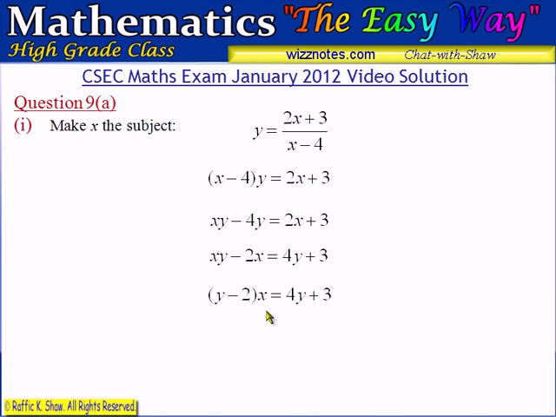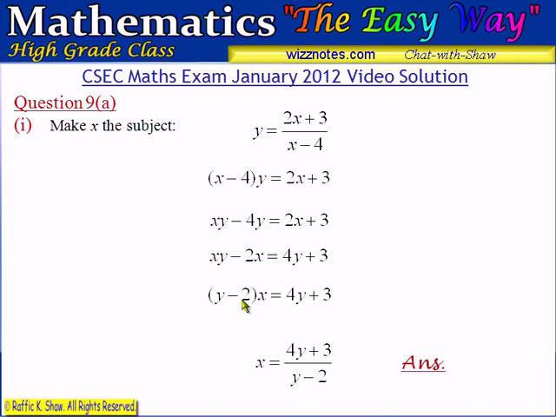And then, to make x the subject, we divide both sides by y minus 2. And we can go ahead and show that if we divide both sides by y minus 2, that will cancel the y minus 2 from this side, and then we'll be left with x as the subject. So that calculation comes down to this. X is now 4y plus 3 divided by y minus 2. And the shortcut from here to here is to say we divide.